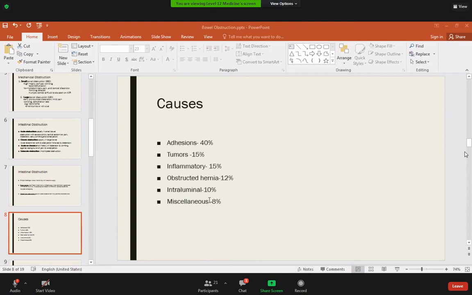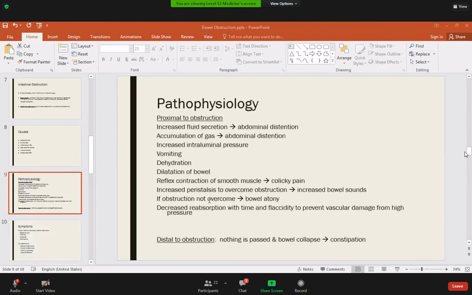Generally, we have adhesions as the most common cause, and then we have tumors, then inflammatory causes, then hernias, then intraluminal causes, and then there are some other rare conditions that may present as intestinal obstruction. What is happening in the segment which has some obstruction to flow?